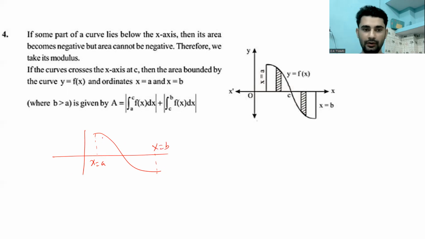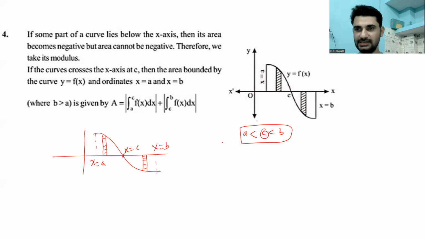Now make the strip over here, and also make the strip over here. So how can we do this? And say, if we know this point, say x equal to c, that means we can say a is less than c is less than b. That means c is in between a and b, right? So how can we calculate this area?